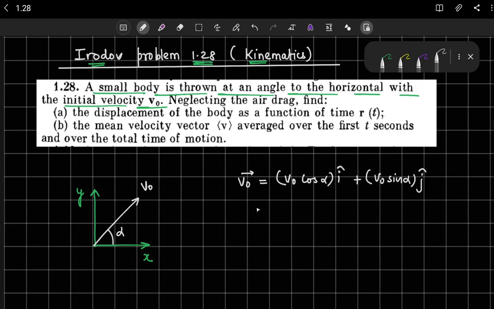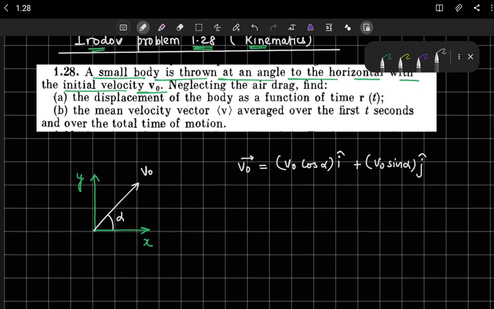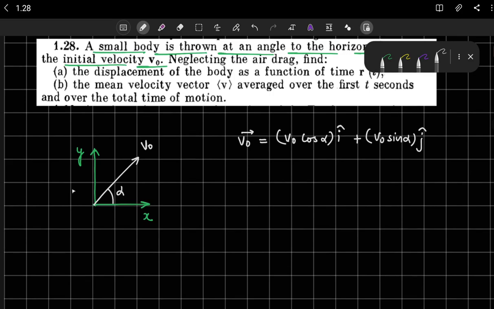Okay, and as the body is moving in the vertical plane, the acceleration can be represented as g in the negative y direction. So the acceleration vector can be represented as the g vector, that we can equate to minus g into j cap. Now in the first problem it is asking to find the displacement of the body as a function of time, or as a function of t.